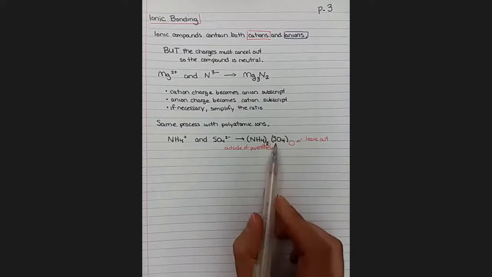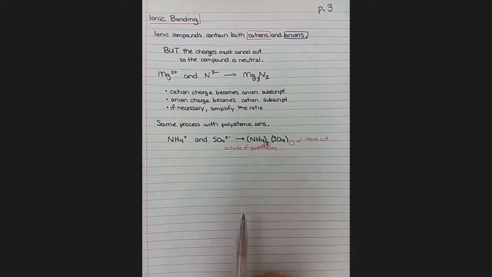And you don't technically need to include the parentheses if there's only one of that ion, but I like to include them because it reminds me that that is a polyatomic ion and it needs to travel together.